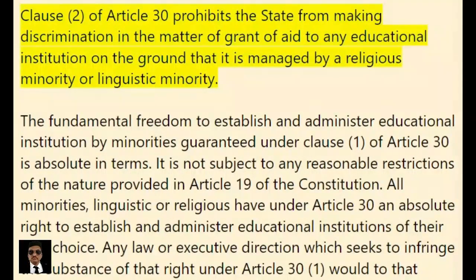Clause 2 of Article 30 prohibits the state from making discrimination in the matter of grant of aid to any educational institution on the ground that it is managed by a religious minority or linguistic minority.